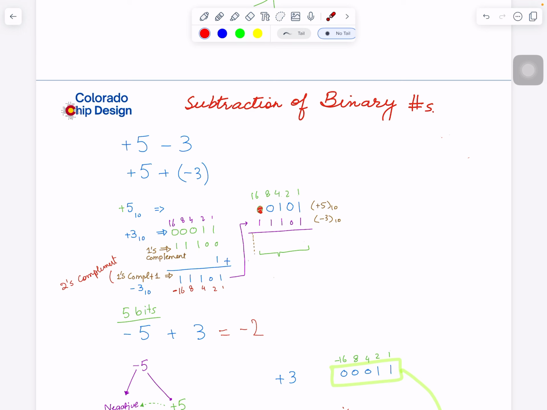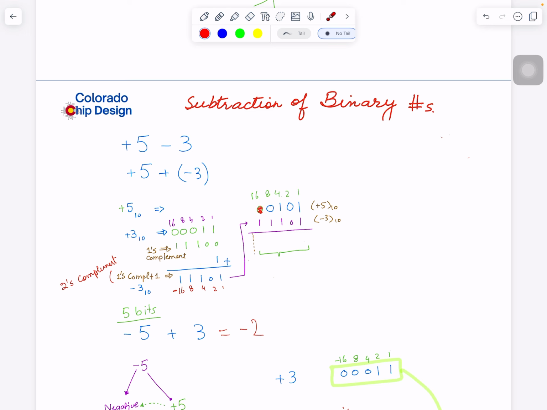But how do we do that? First we calculate the 1's complement. And the 1's complement is simply the inversion of the bits. So 0 becomes 1: 1, 1, 1, 0, 1, 1 and so on. And then we add 1. So the 1's complement plus 1 becomes the 2's complement. So now you add this and this. 0, 1, 1, 0, 1, 1, 0, 1. Now here is an interesting thing.